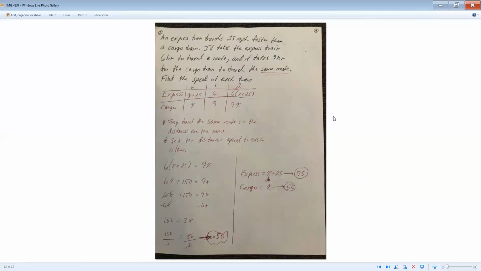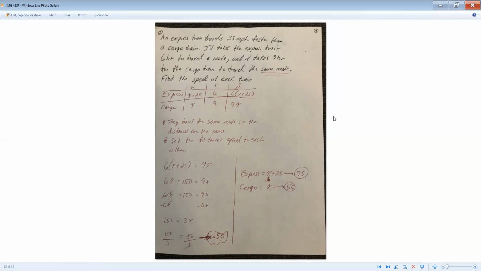All right, one more example. An express train travels 25 miles per hour faster than a cargo train. It takes the express train 6 hours to travel a route, and it takes 9 hours for the cargo train to travel the same route. Find the speed of each train.